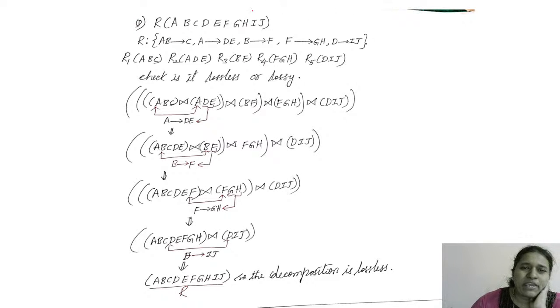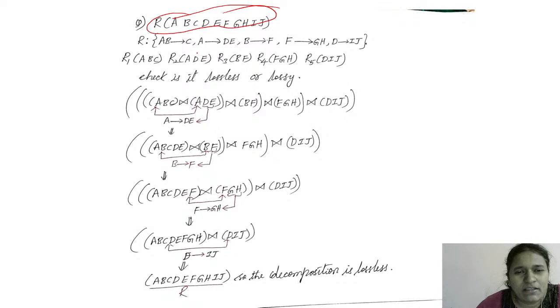Here this is a very big example given. R(A, B, C, D, E, F, G, H, I, J) is the given relation. The functional dependencies are AB to C, A to DE, B to F, F to GH, and D to IJ. The relations are R1 ABC, R2 ADE, R3 BF, R4 FGH, R5 DIJ. First, we have to combine; we have to see the common attribute relations.